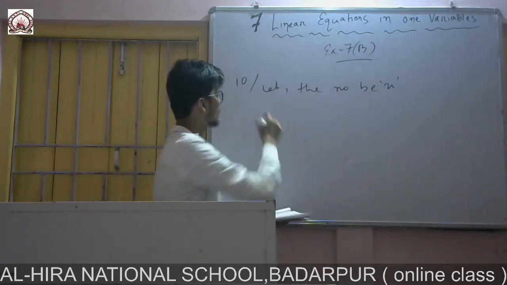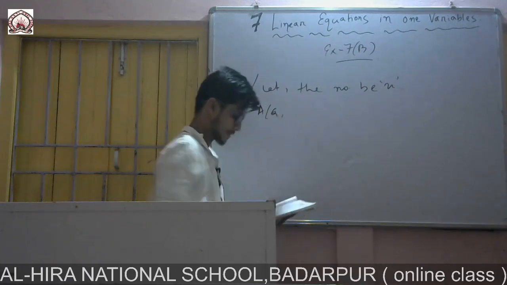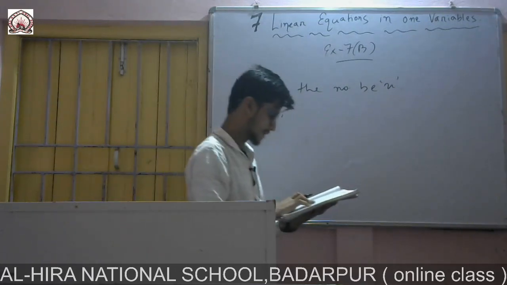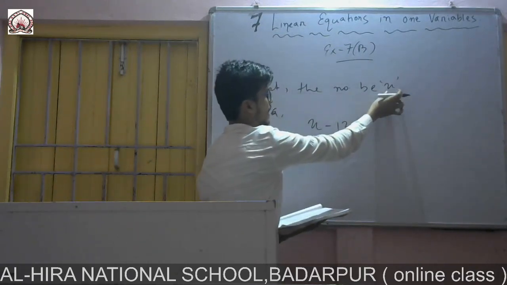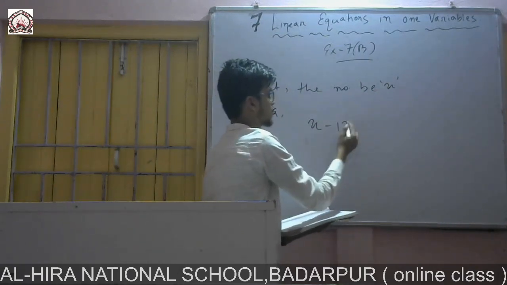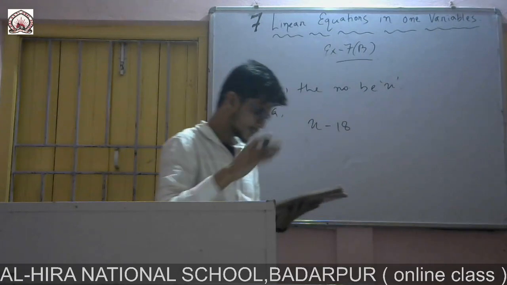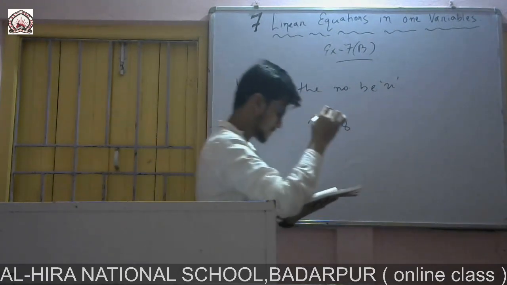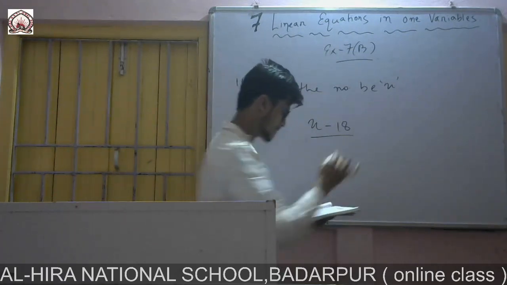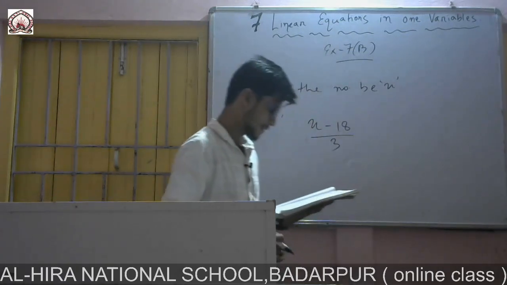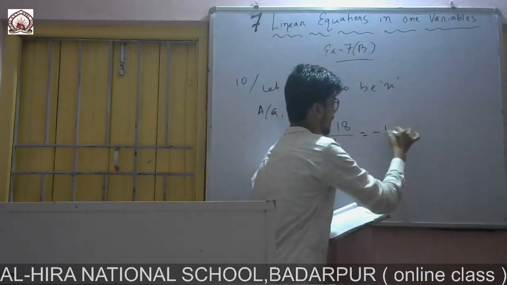So she thinks of a number and subtracts 18 from it. The number I have let be x, and I subtract 18 from it and divide the difference. Difference means x minus 18. So divide the difference by 3 and the result is -4.